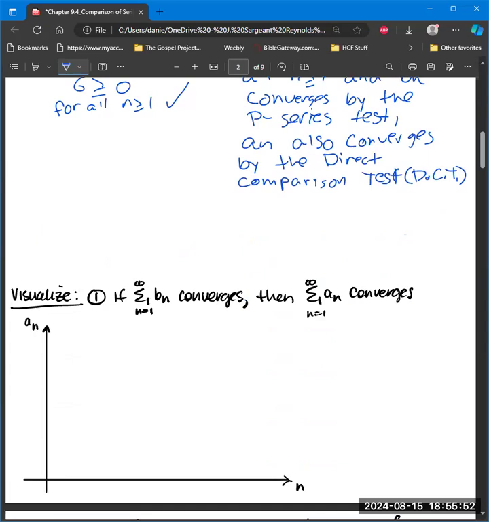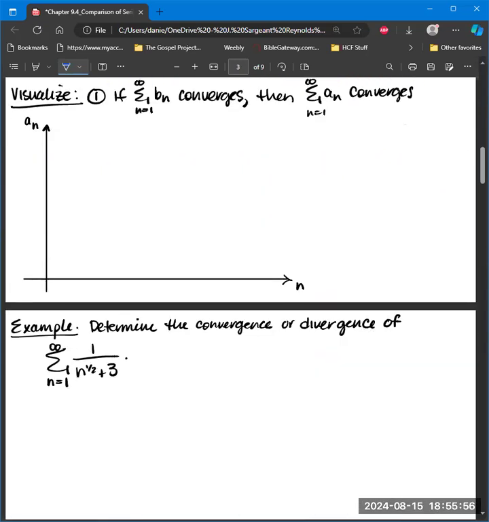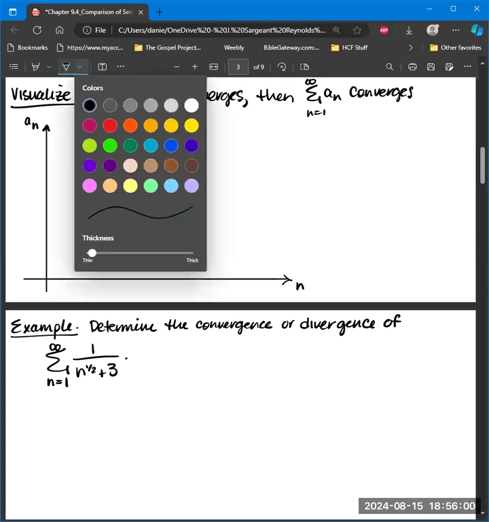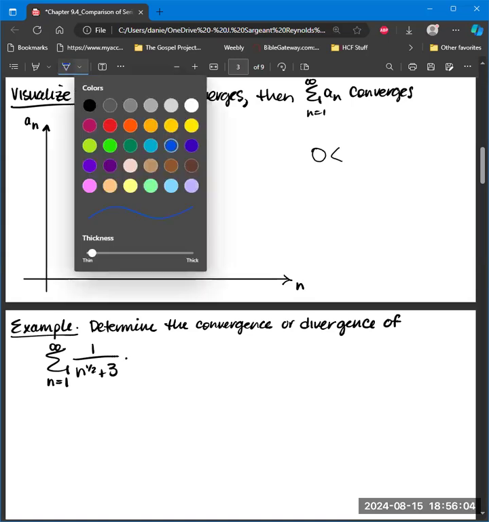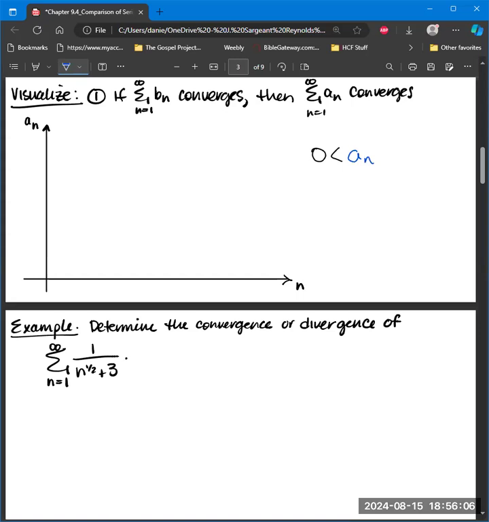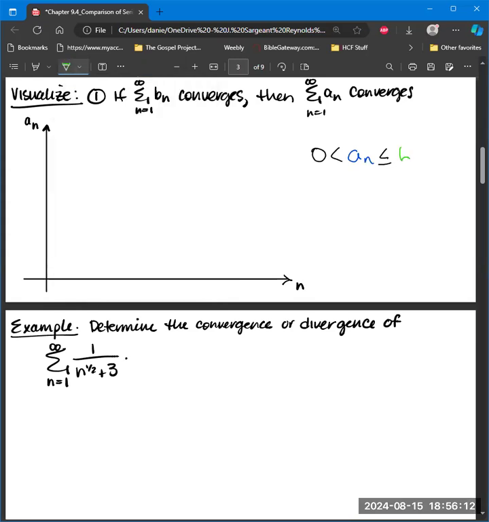All right, let's draw a picture of this and say that we have 0 less than an, which is going to be in blue, less than or equal to bn, which is going to be in green, and this is going to be convergent.